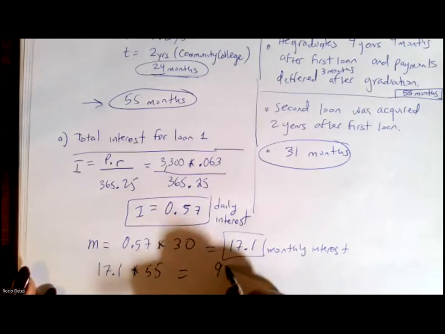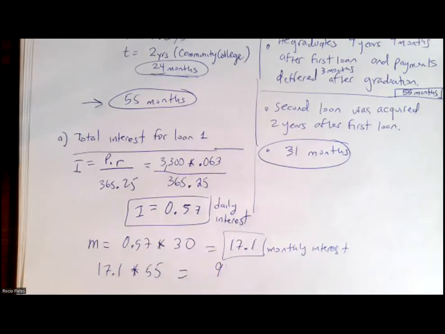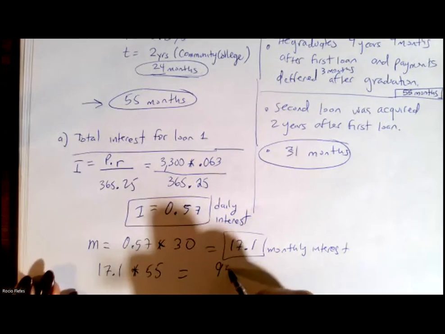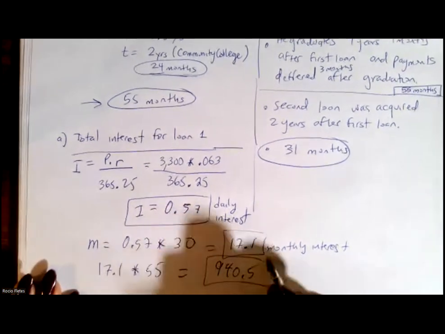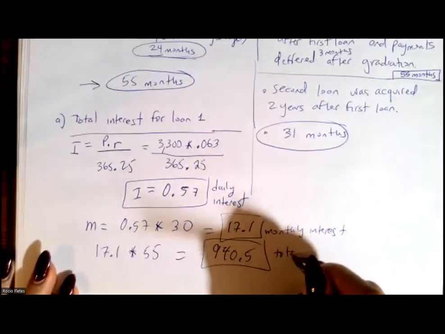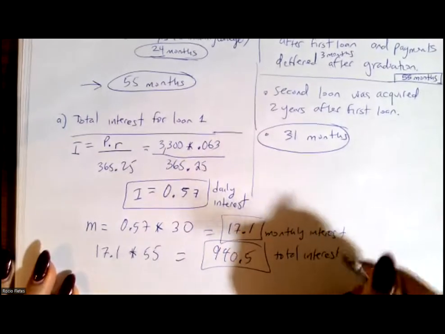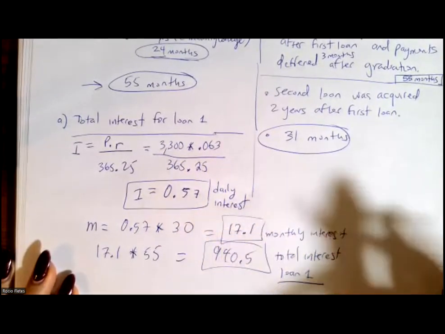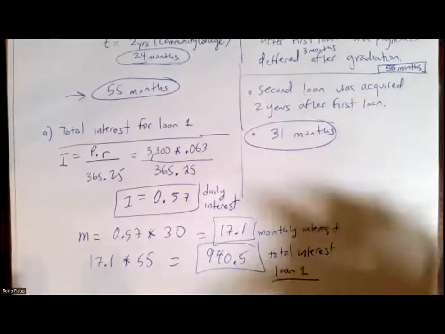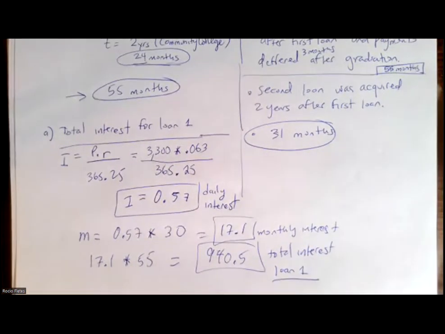So we get 900. If you're gonna round to the nearest cent, I'm getting 17.1. Let me see, hold on. 17.1 times 55. I get 940.5. This is the total interest for loan one. Okay. So that's the total interest for loan one.